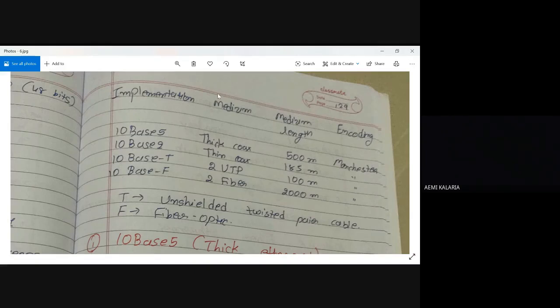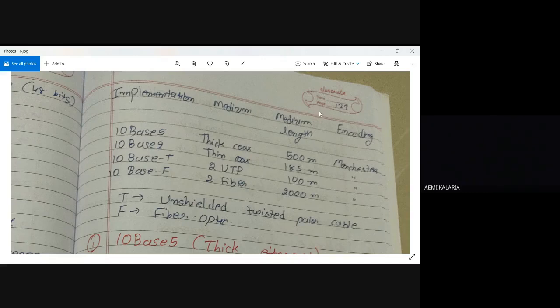Now, what are the media used in this implementation? First one is thick coax. Coax means coaxial cable, right? So thick coaxial cable, thin coaxial cable, two UTP. UTP means unshielded twisted pair, right? Twisted pair cable we are using during our connection. And two fiber. Fiber means we are using optical fiber.